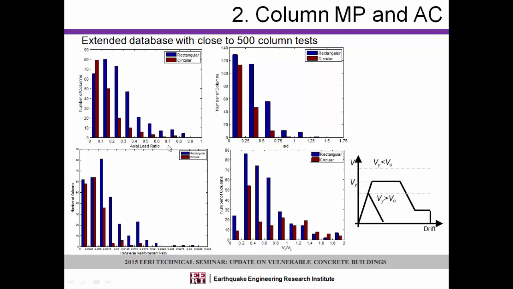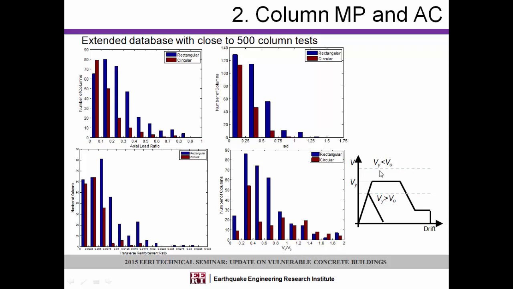The spacing of the hoops or the ties, S over D, so most of the data below D over 2, but some of it higher over here. The transverse reinforcement ratios, we have a wide range. And this is the important parameter here. This is the Vy over V naught or the Vp over V naught that you're used to in ASCE 41.